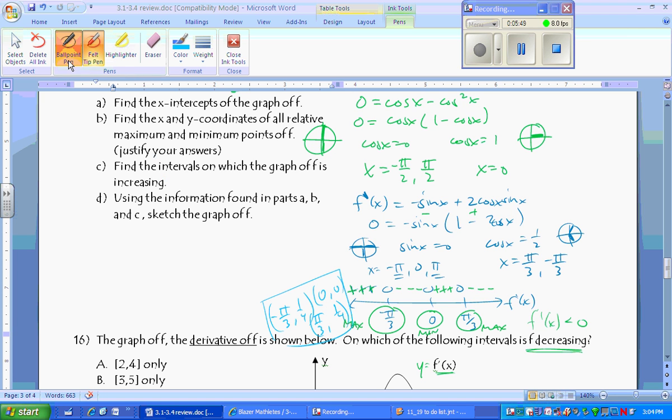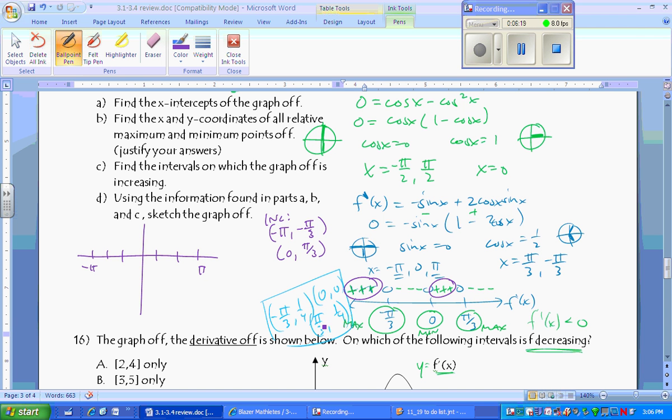Part C says find the intervals on which the graph of f is increasing. So it's increasing when the derivative is positive. So it's increasing on the intervals from negative pi to negative pi over 3, and from 0 to pi over 3. For part D, the graph of the function from negative pi to pi.